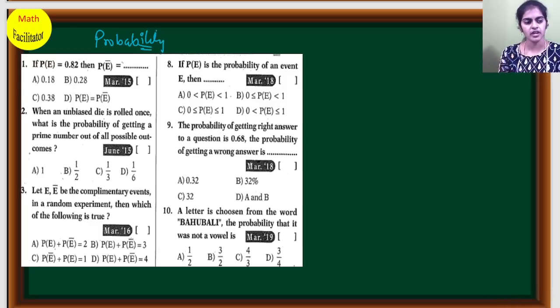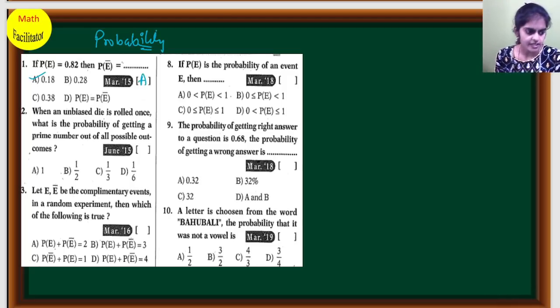P of A is 0.82. So P of E complement will be 1 minus 0.82. Okay, so how much am I getting here? 0.18 I have to get.